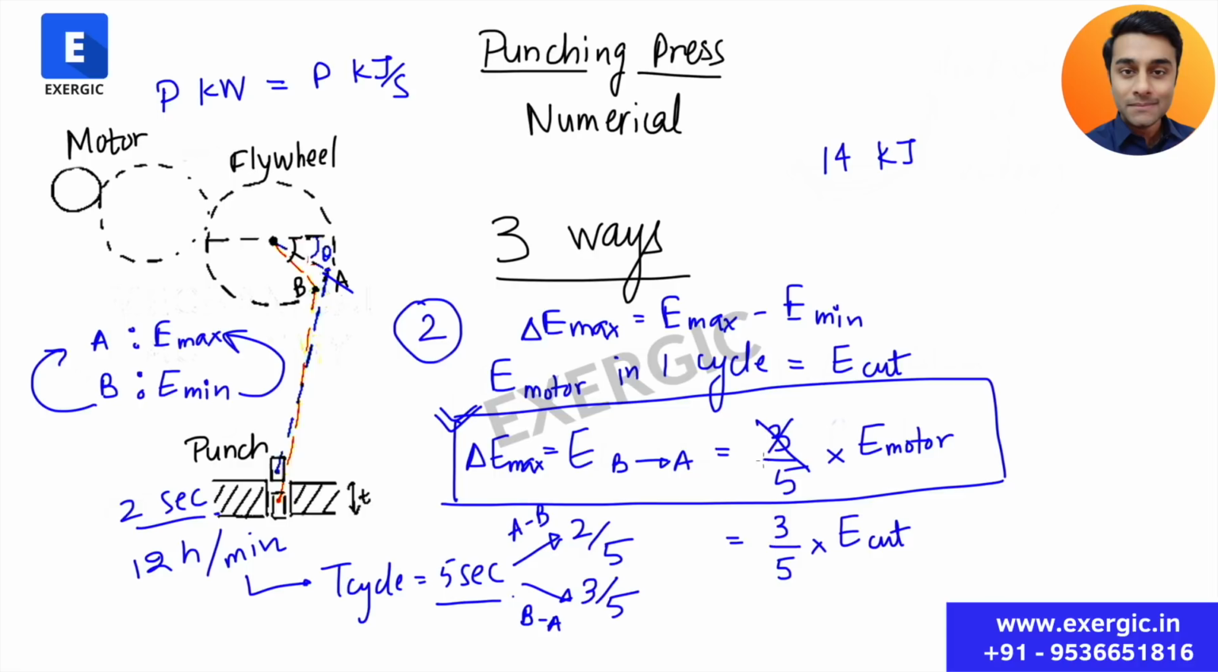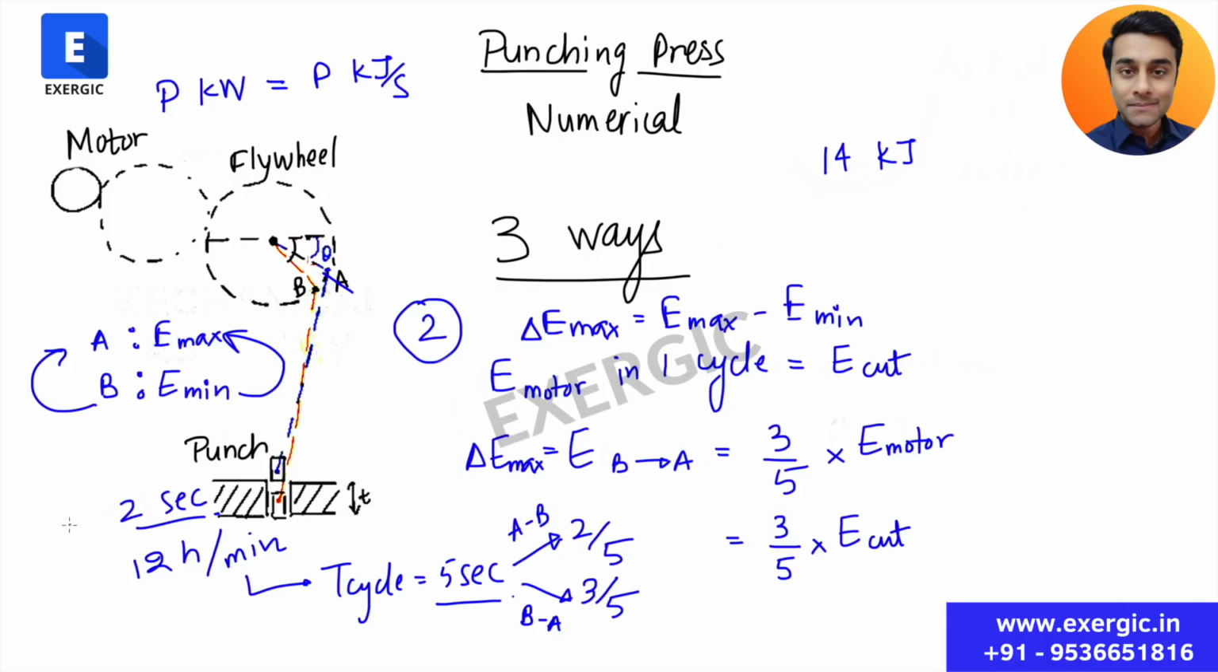Don't write 3 by 5 in your final expression. It will depend upon what is given to you in the question. Trust me, when all this data is given in the question, when the question gives that the time of cutting is 2 seconds, the number of holes is this much, and the energy of the motor is this much, students under exam pressure get confused if they don't know these different ways categorized differently.